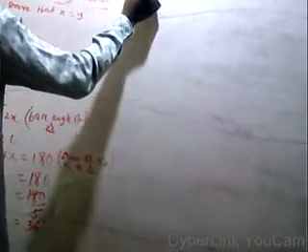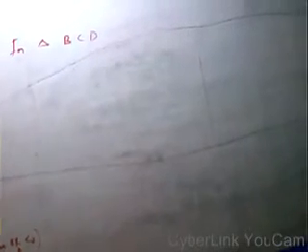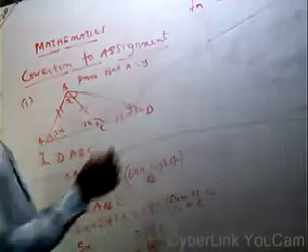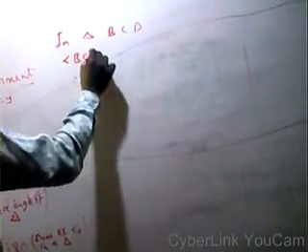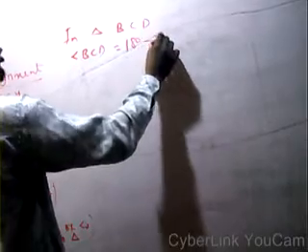So in triangle BCD, our angle BCD, this angle, is an angle on a straight line. That will be 180 minus 2x.